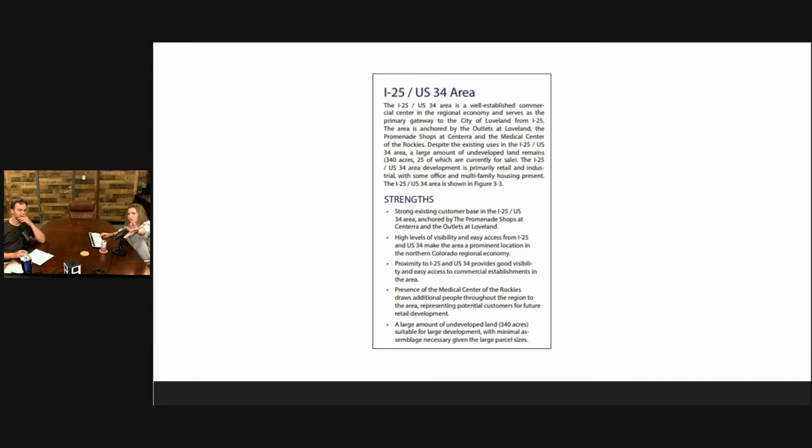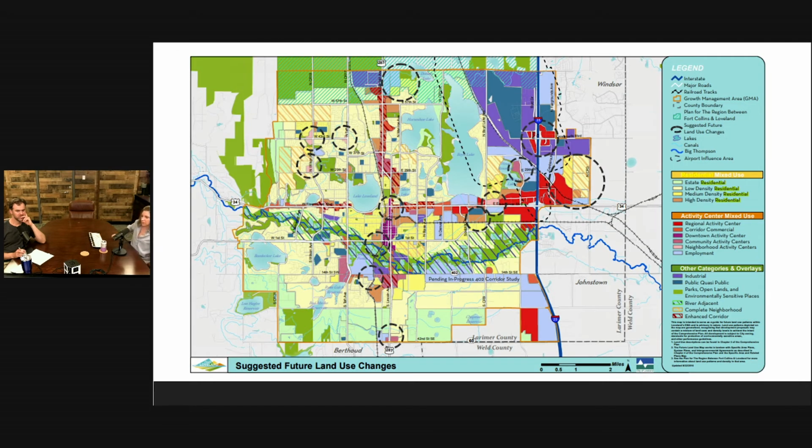So this is what I was talking about, I-25 and US 34. This is that cross of commercial. They actually did a SWOT on this themselves. And one of the strengths they came up with were the strong existing customer base in that area, the Promenade Shops at Centerra, high levels of visibility and access to I-25, proximity to ingress and egress, the presence of the Medical Center of the Rockies, which draws additional people throughout the region, and a large amount of undeveloped land, 340 acres.